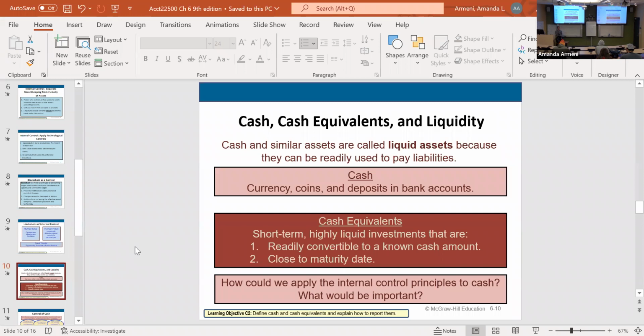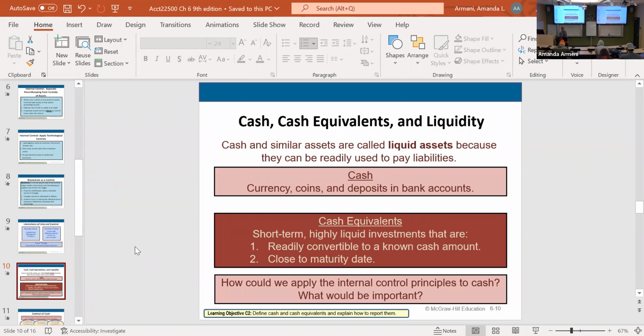Debit cash, credit cash: debit cash when we're receiving it, credit cash when we're spending it. We've done that a million times. So what is cash? Currency, coins, deposits, and accounts, okay? But there's this other category of cash called cash equivalents. Cash equivalents basically means that it's not cash yet, but with the click of a button or with a phone call, we can immediately turn it into cash, right?